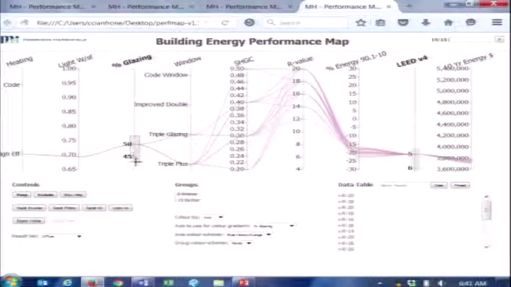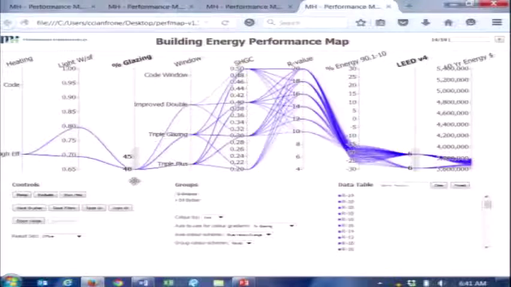And you say, well, okay, what if I went down to 40% glazing? Well, I can now use a lower R value. I could now get away with double glazing if I had to. And so this becomes a very easy way to trade off and understand the impact of multiple design solutions.